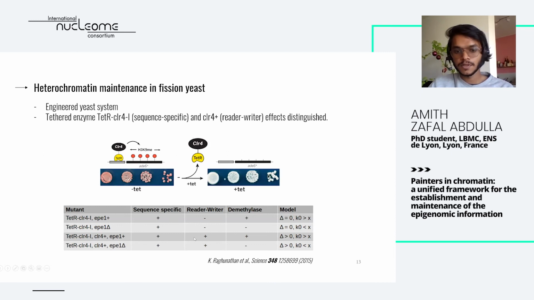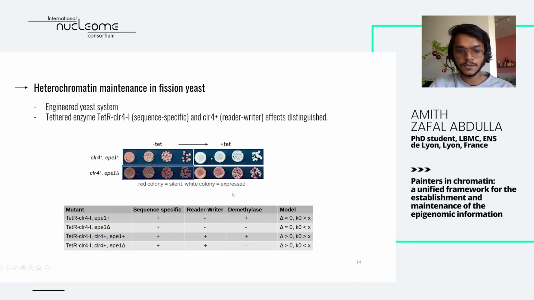And in case 2, they basically mutate the demethylase. So there's no demethylase, and they have the sequence-specific enzyme which unbinds. So this is the model equivalent here. In both these cases, they observe the same change from repressed state to active state. So even without demethylase, all the marks are removed in this timeline. So basically, they're looking at a time frame of 100 hours.